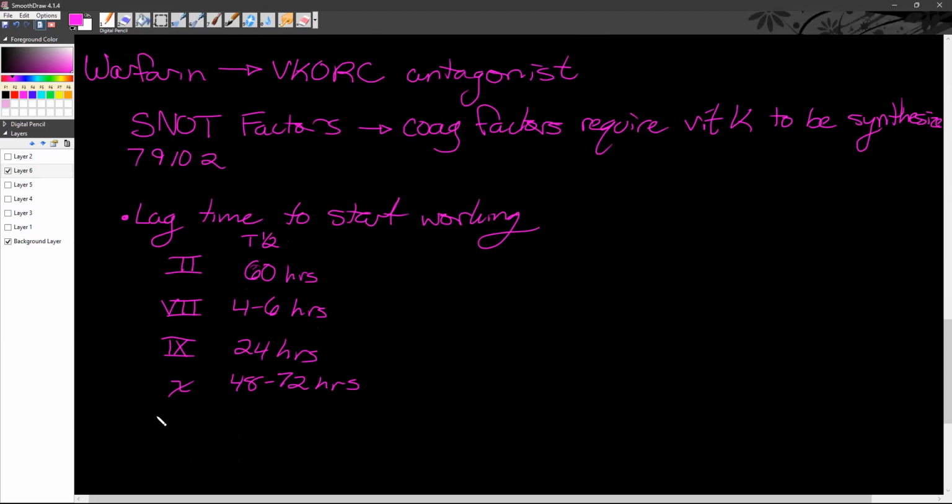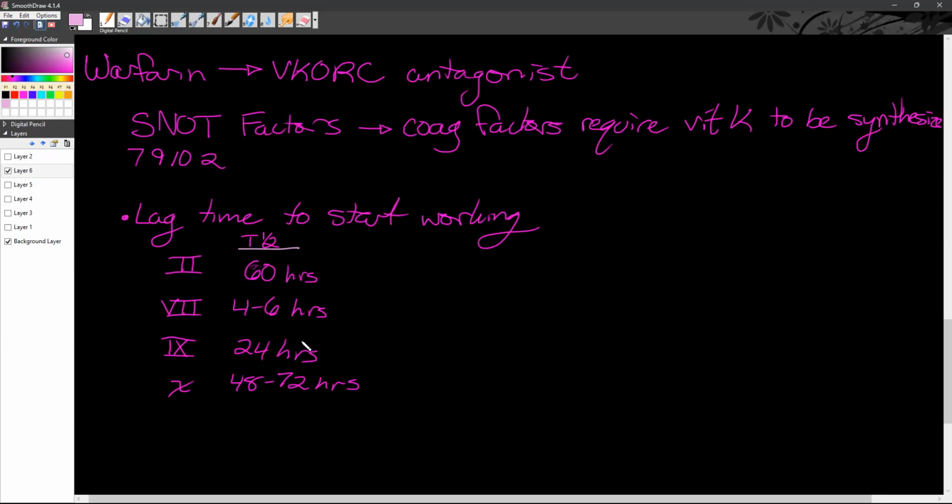What this means is that if you were to give someone warfarin, we can't measure the full effect of the warfarin until after all of these vitamin K dependent factors are gone in the body, right? Because if warfarin is preventing these factors from being created, then we have to look at their levels in the body. So what do I mean by that?